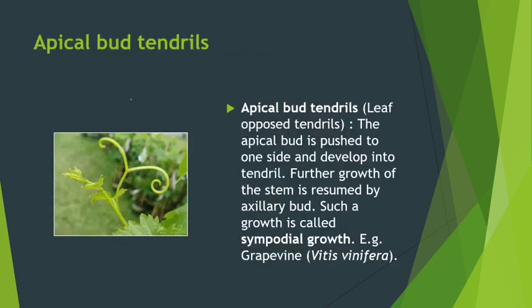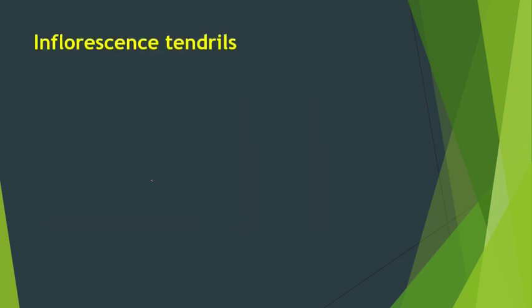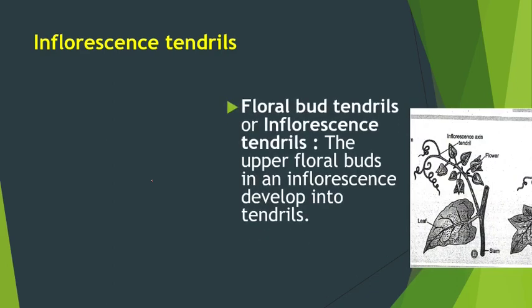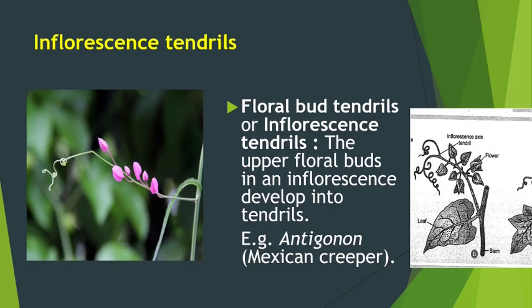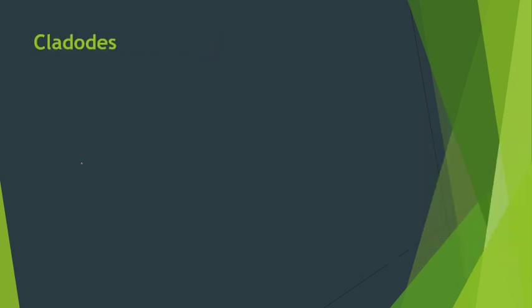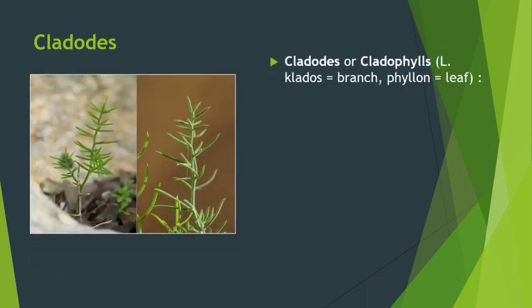In the case of grapes, Vitis vinifera, the apical bud becomes tendrilar and is pushed to one side, and thus the further growth of the stem is resumed by the axillary bud. So you can see the axillary bud is resuming the growth of the stem, whereas the apical bud is becoming the tendril. This growth is sympodial growth, growth which takes place because of the axillary bud, that is lateral growth. In some plants, the entire inflorescence, the floral bud, becomes a tendril. For example, in Antigonon, you can see the floral buds at the apex becoming tendrilar to provide support.